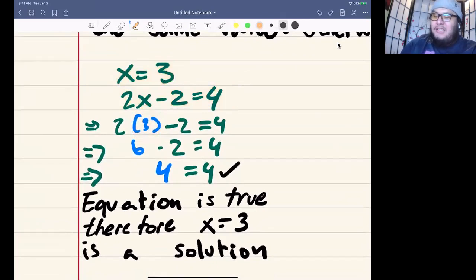And we just evaluate the equation. So 2 times 3 is going to become 6. 6 minus 2 is 4, and 4 does equal 4. That means that this equation is true. Therefore, x equals 3 is a solution to the equation. So that's how we determine it.